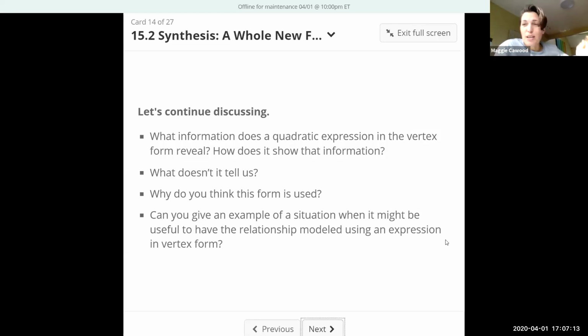It's nice to find the center, the vertex, right, that has symmetry on either side. That's a nice place to start. All right, give us a situation where it might be useful.